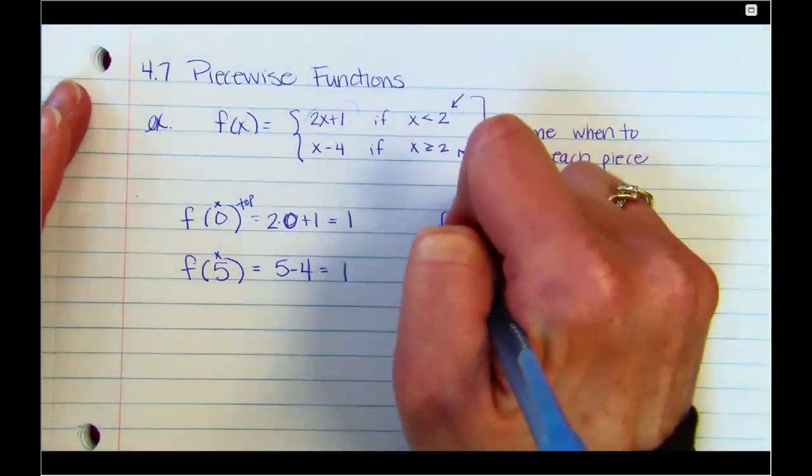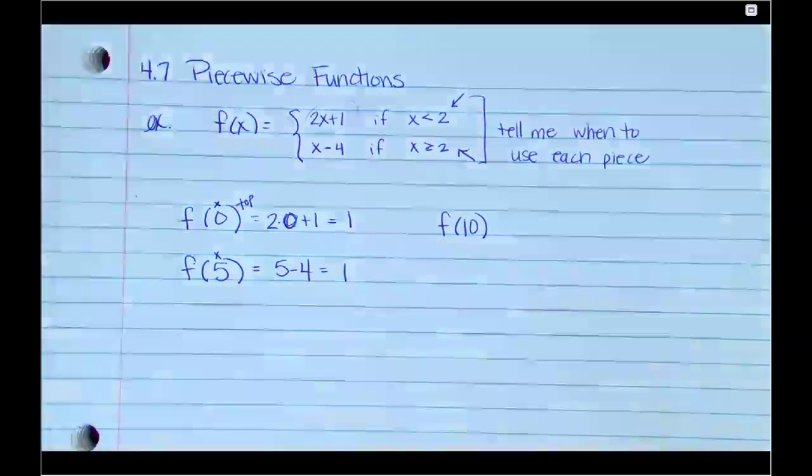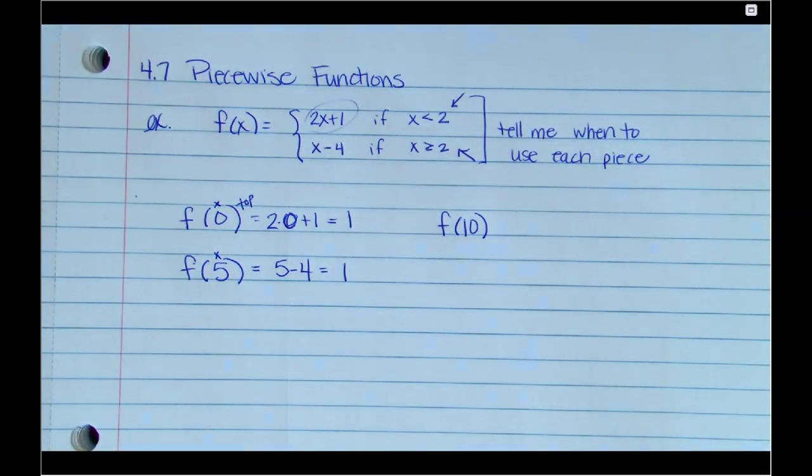I want you to try f of 10. And what I would like you to do before you try it, I would like you to talk to the person sitting next to you and tell them if you're going to use the top or you're going to use the bottom. Yeah, we're definitely using the bottom. Okay, top or bottom? Bottom.